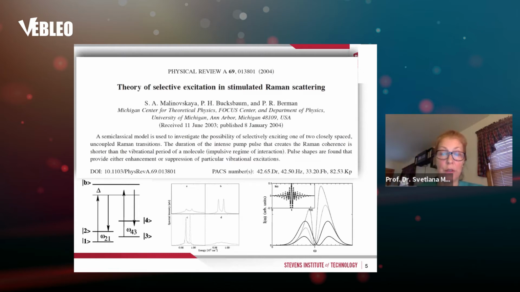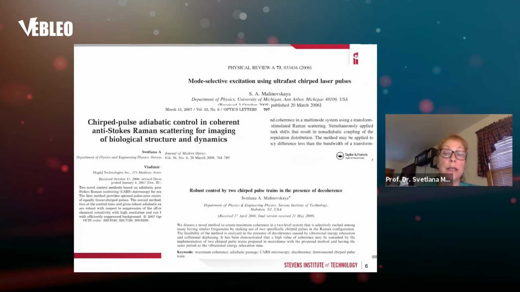Later, my focus shifted to a study of phase modulated pulses to control Raman excitations. To enhance CARS signal and suppress the background noise, we developed a series of methods based on adiabatic passage. These methods facilitate the identification of species and the detection of coherent signal from traces of molecules.